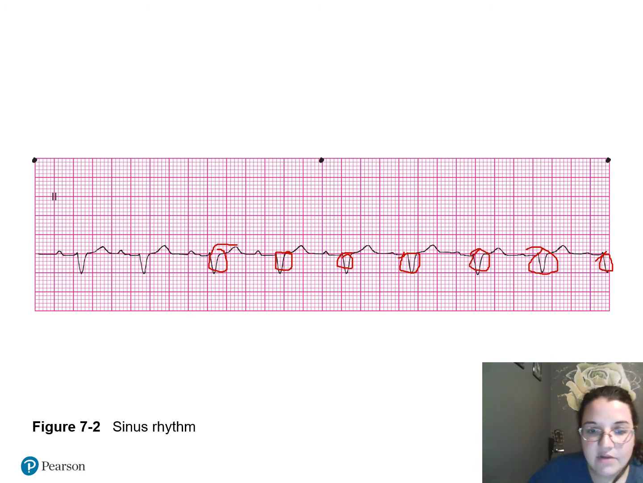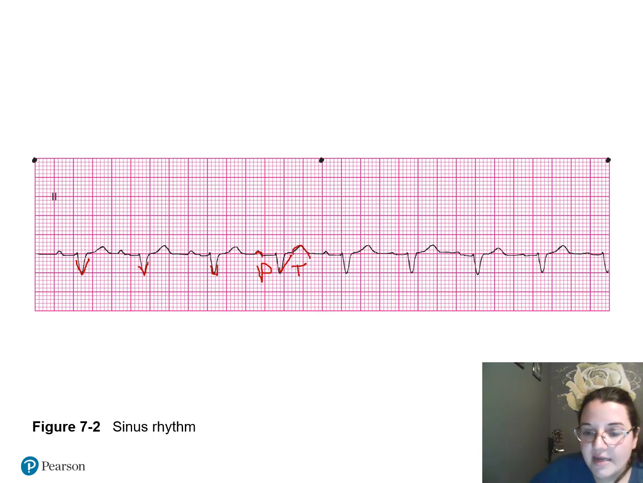The next thing I want to focus on is, how do I know where my QRSs are? I want to look for the spike. That tells me that that is my QRS complex. And I know that the wave before my QRS is P, and the wave after my QRS is T.